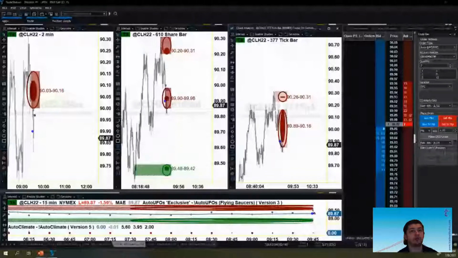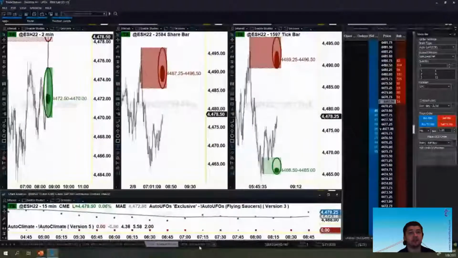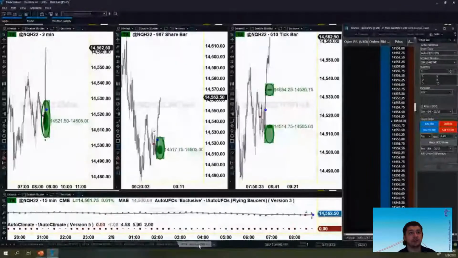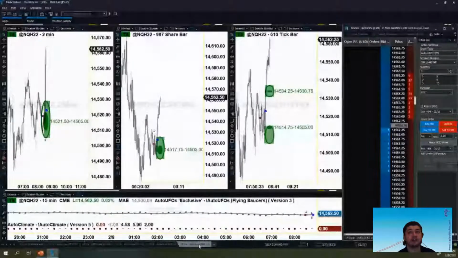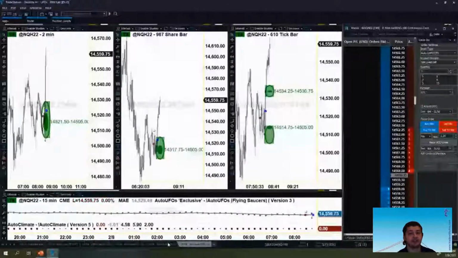Trying to figure out what could have happened here, and I'm not seeing anything that gives me an indication of what went wrong, but something definitely did. So ES, all right. We were good to get out when we got out there because obviously things changed, right? Look at that rocket up.